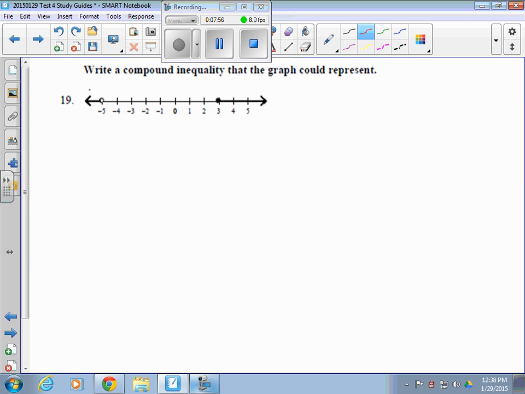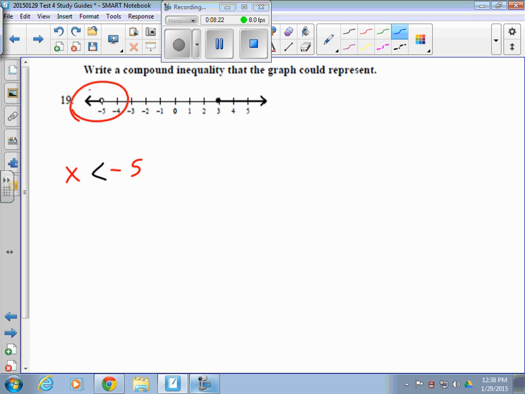19 says write a compound inequality that the graph could represent. Write this part first. You know X is something -5. So what's that something? That's what you have to figure out. It's talking about all the numbers that are smaller than -5. So X is less than -5. The only other part you have to do: do you make it less than or equal to? It's an open bubble, so no, you don't do it as less than or equal to. You leave it as simply less than.